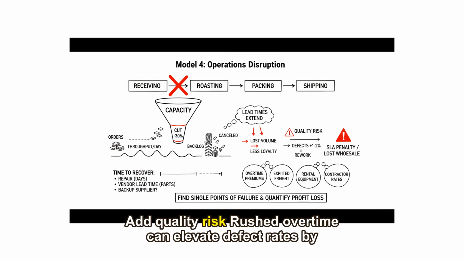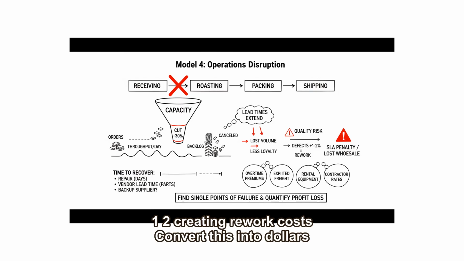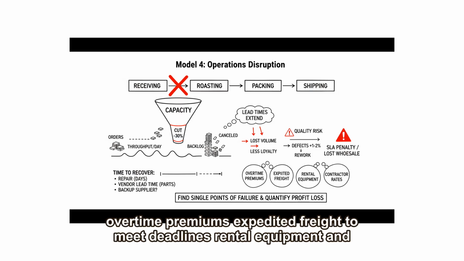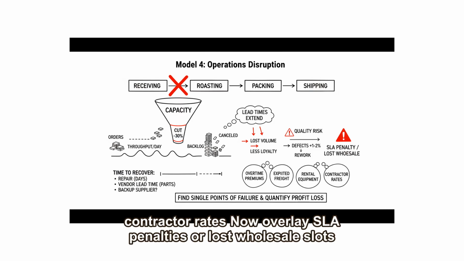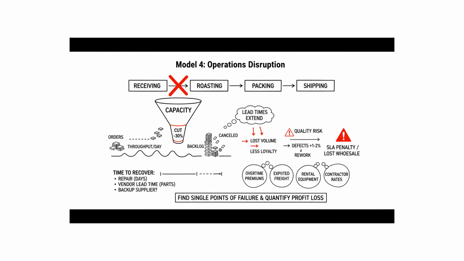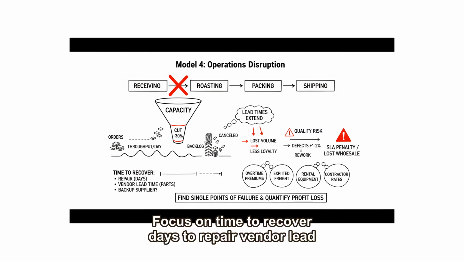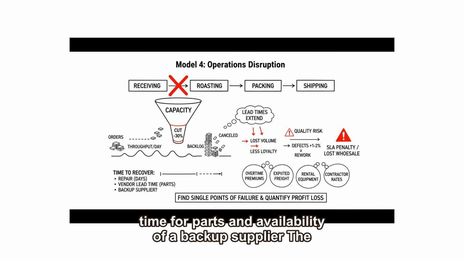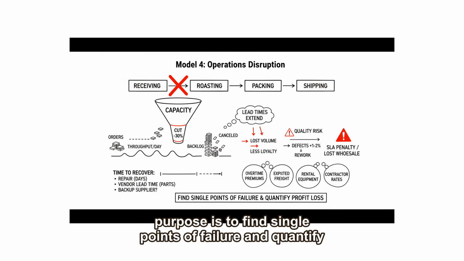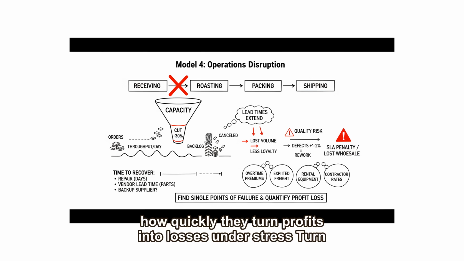Add quality risk. Rushed overtime can elevate defect rates by 1 to 2%, creating rework costs. Convert this into dollars: overtime premiums, expedited freight to meet deadlines, rental equipment, and contractor rates. Now overlay SLA penalties or lost wholesale slots. Focus on time to recover: days to repair, vendor lead time for parts, and availability of a backup supplier. The purpose is to find single points of failure and quantify how quickly they turn profits into losses under stress.